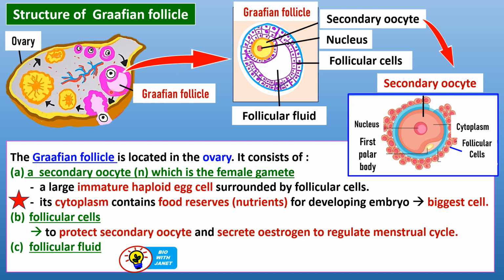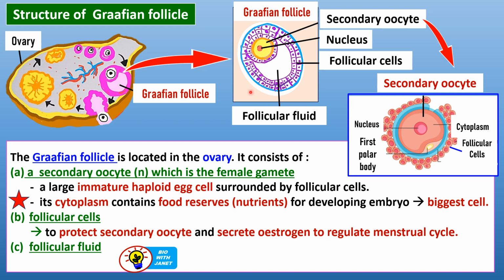It looks like the Graafian follicle looks like a one-eyed smiling giant with a big smile here. That will help you to remember how to recognize the Graafian follicle. So it consists of these three things. Let's talk about the secondary oocyte first. The secondary oocyte is the female gamete. It is a large immature haploid egg cell surrounded by the follicular cells. Haploid means that it has only one set of chromosomes.